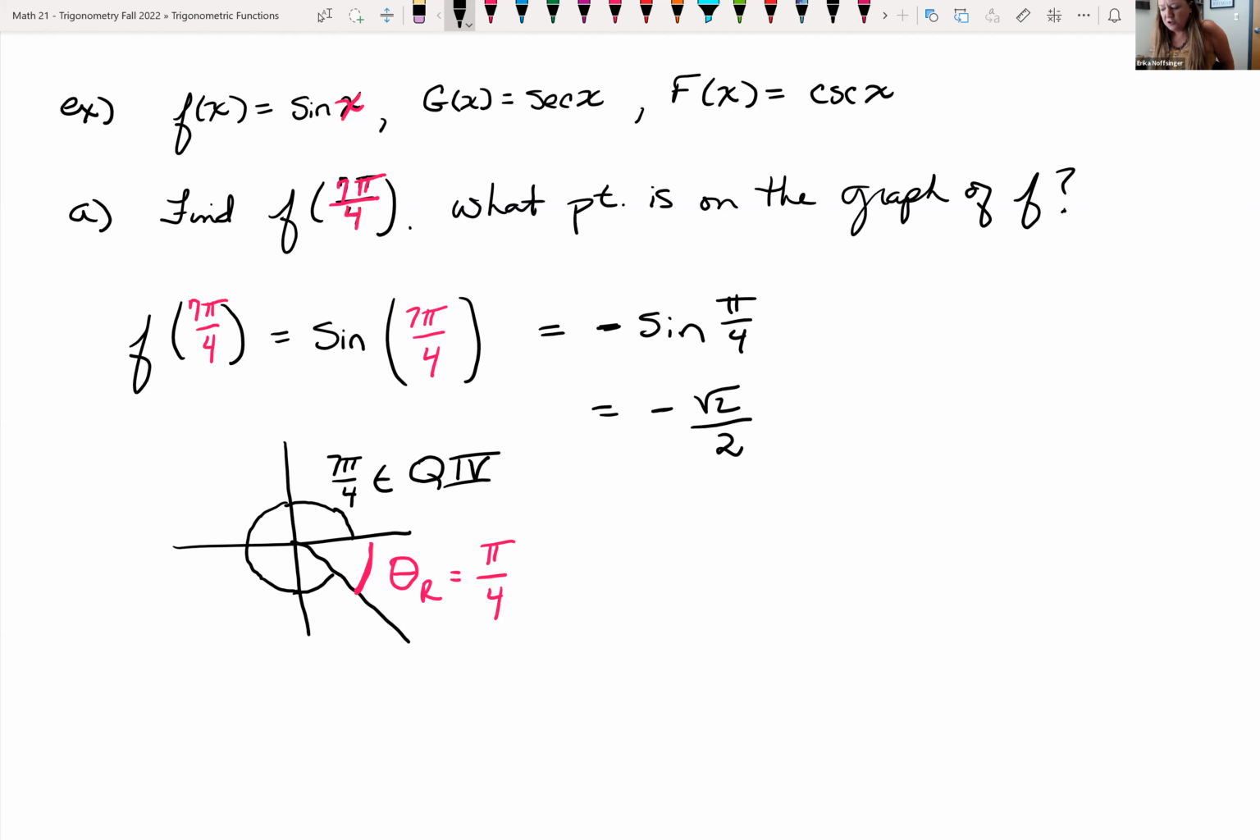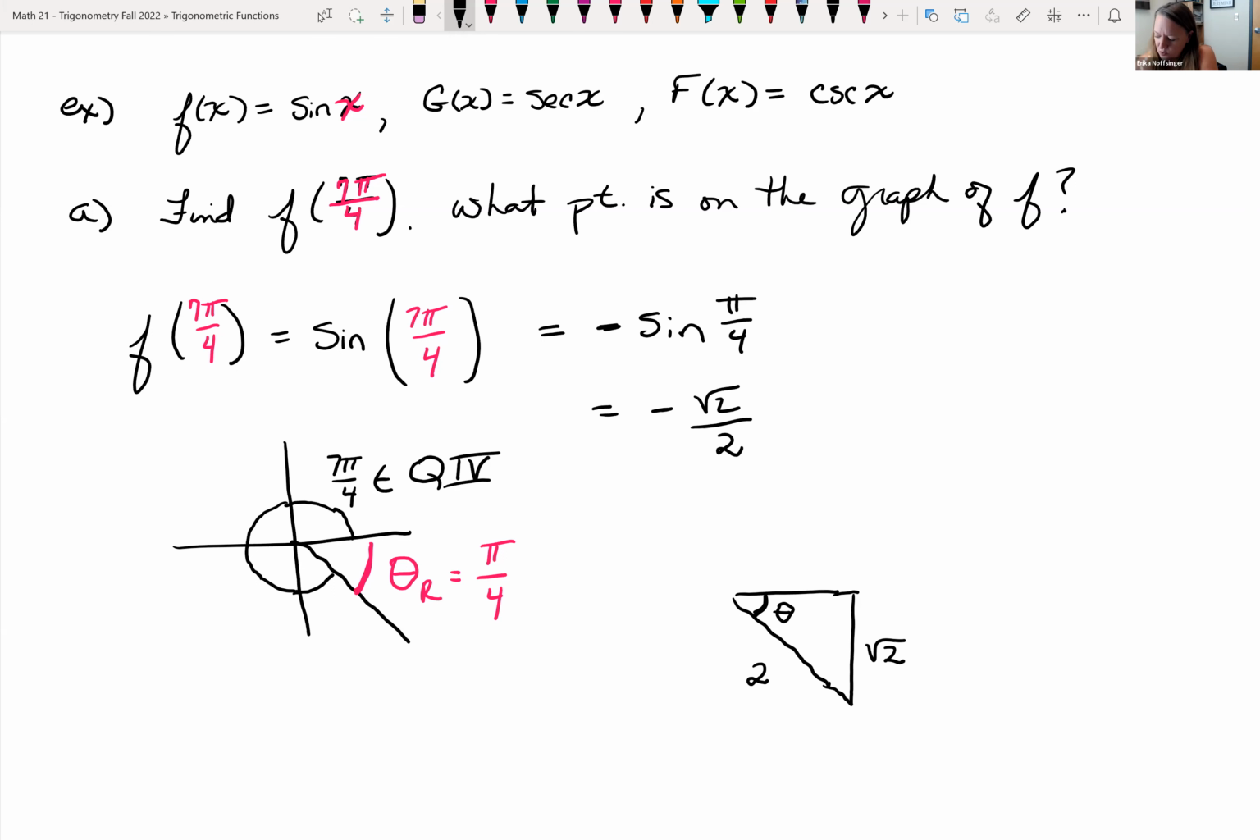Okay, so that was the first part. And then it wanted to know what is the point on the graph of f. So how can we figure out what that point is? Well, if we wanted to, we could create a triangle. So let's create a triangle really quickly. This was theta. And so let's ignore the signs. Opposite over hypotenuse. So opposite is root 2 all over hypotenuse, which is 2.